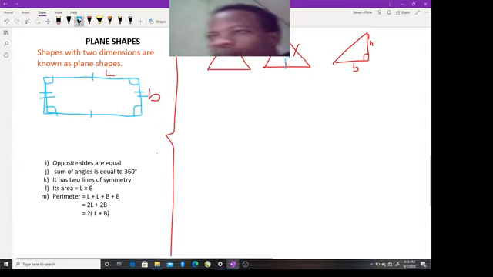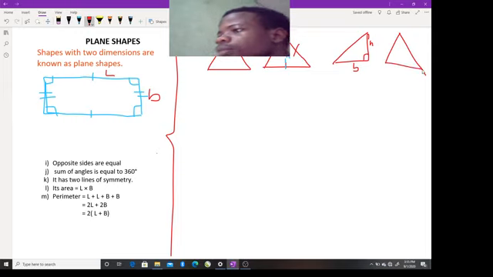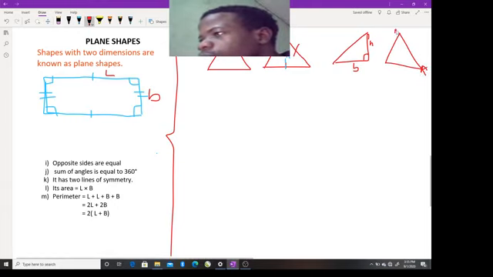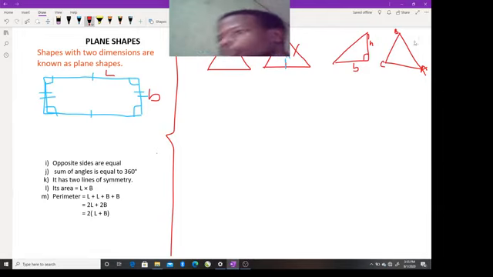There's another type of triangle I've not drawn. If you have something like this, let me call this A, I call this B, and I call this side C. So this is a scalene triangle. None of the sides are equal. Not even two sides are equal.